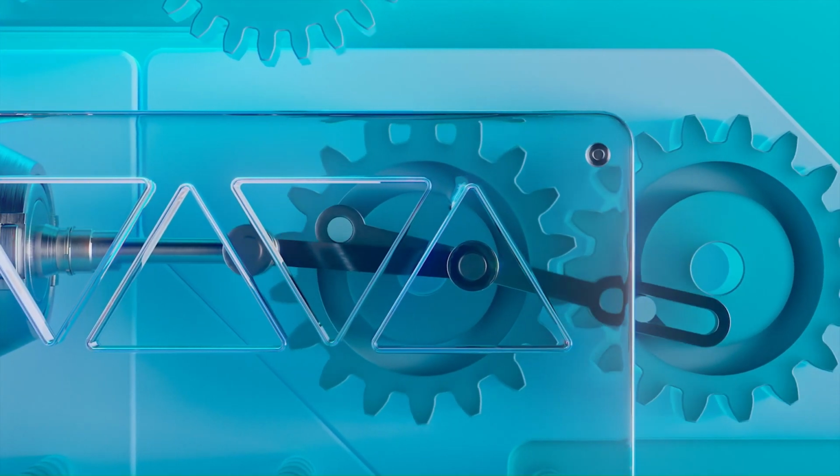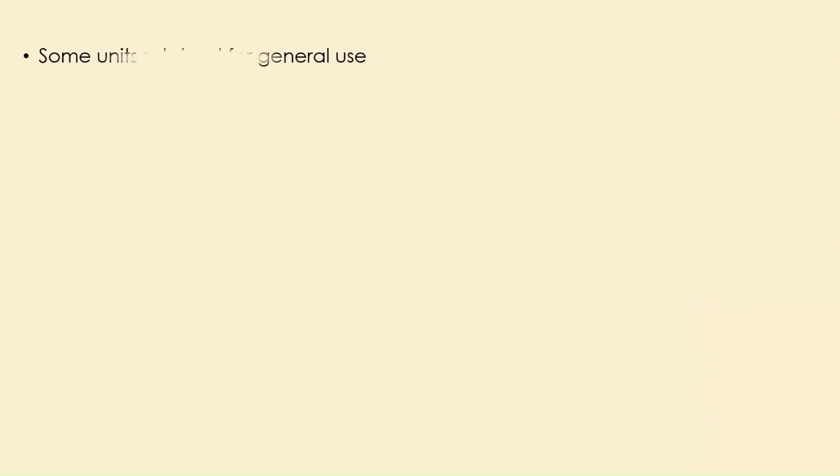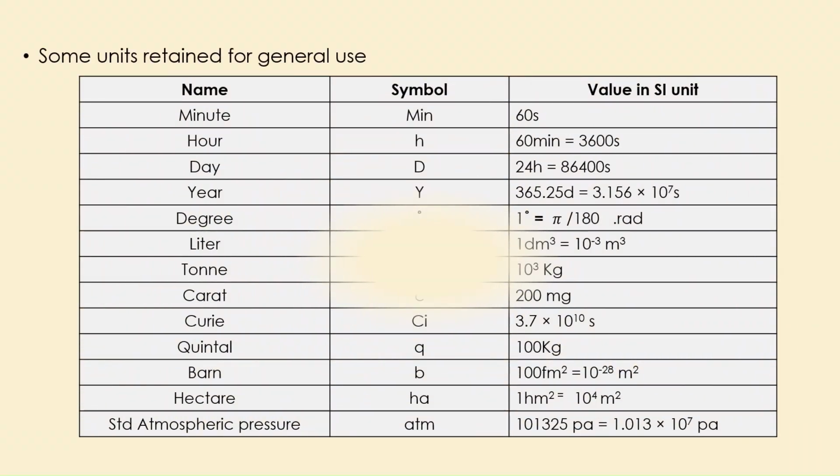Now start with some units retained for general use. Name, symbol, SI unit values. Minute is represented with min and is 60 seconds. Similarly, hour with h, value is 60 minutes equal to 3600 seconds. Day with d equals 24 hours equal to 86,400 seconds. Year with y is equal to 365.25 days equal to 3.156 into 10 to the power 7 seconds.